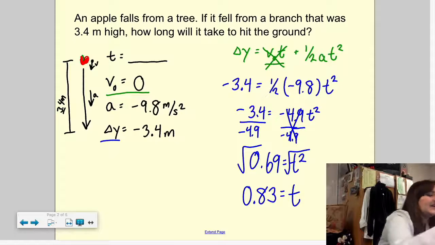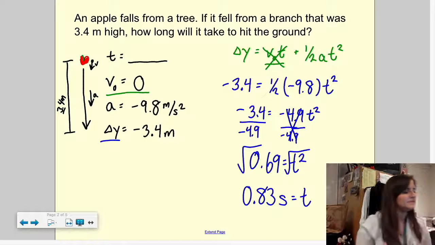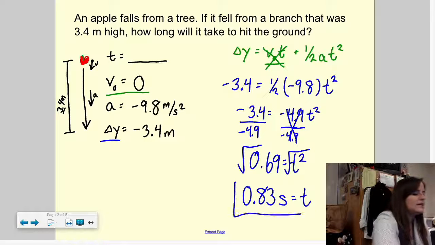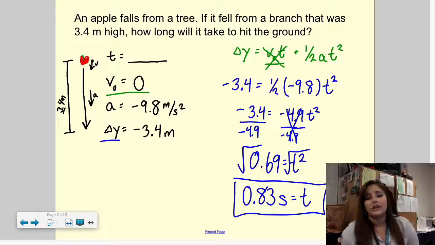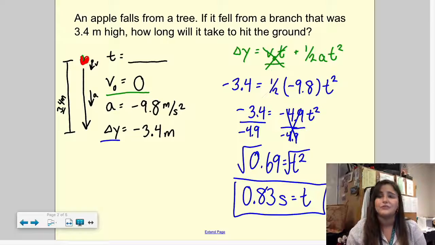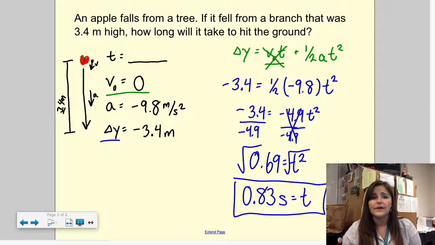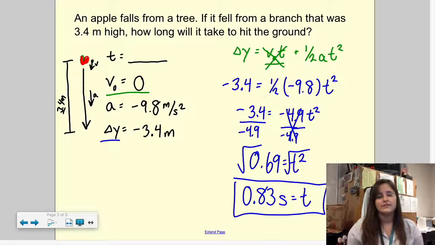And you never want to forget to add back in your units. So 0.83 seconds equals time. Okay, time is in seconds. That makes sense. The apple does not take very long from when it falls to hit the ground. 3.4 is not very high, so that totally makes sense. That's my answer. Let's look at another problem.